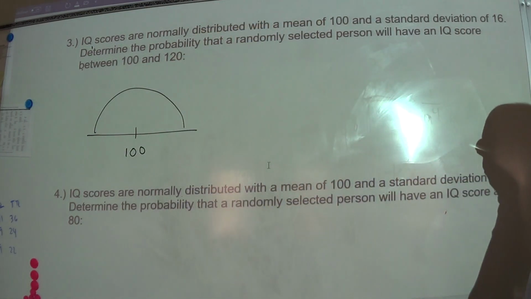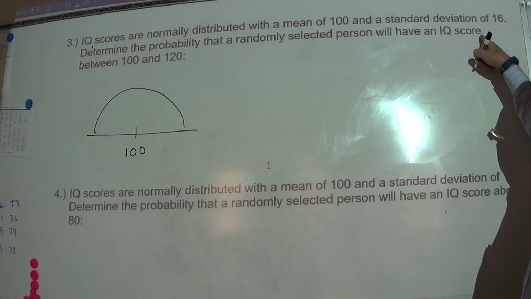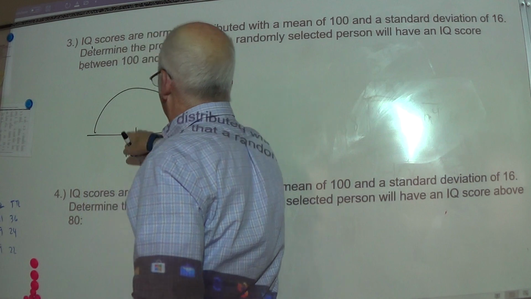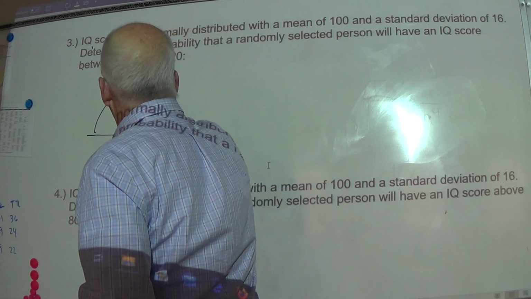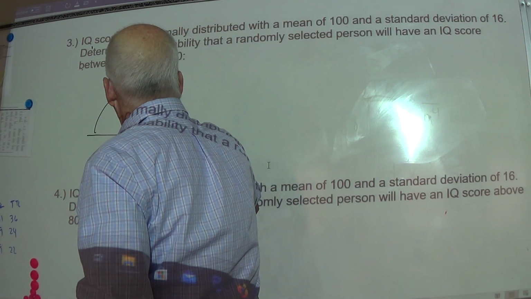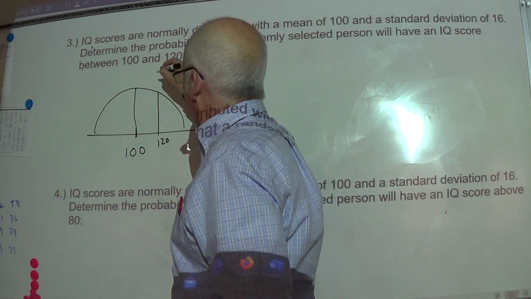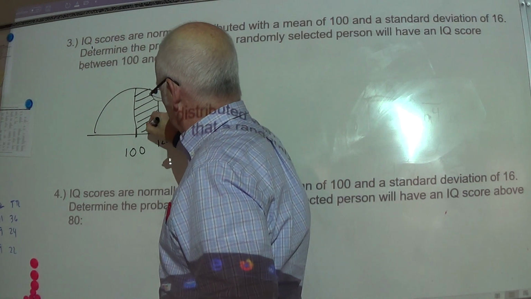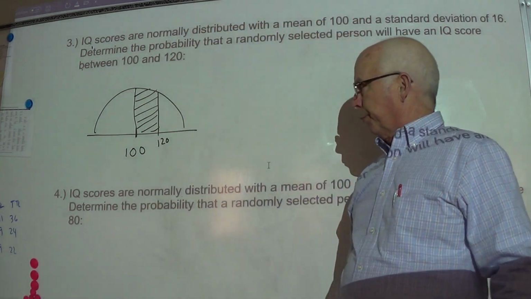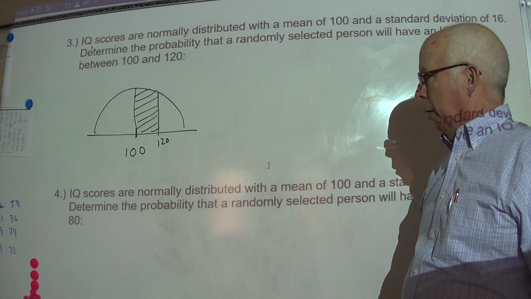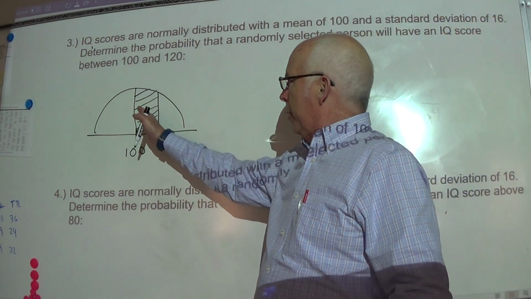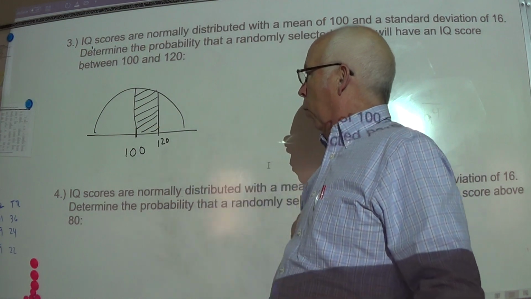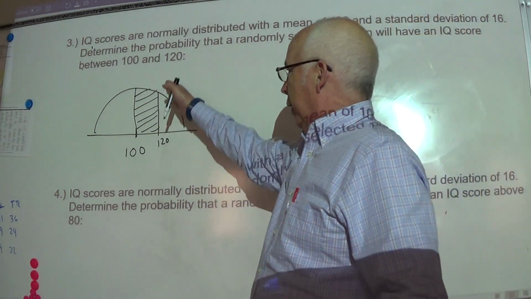And it says, determine the probability that a randomly selected person will have an IQ score between 100, which we've already got, that's our mean, right, and 120. And we're just going to kind of guesstimate what 120 would be. So it's asking you, if I selected from a pool of people, maybe it could be students here at Benedictine, what is the likelihood, or what is the probability, that someone's going to fall in between an IQ score of 100 and 120. So we need to find this area.